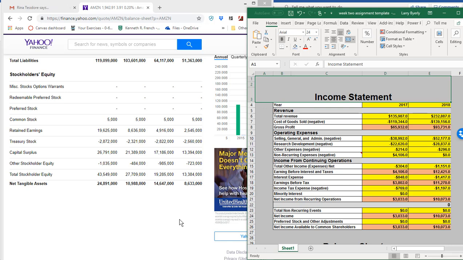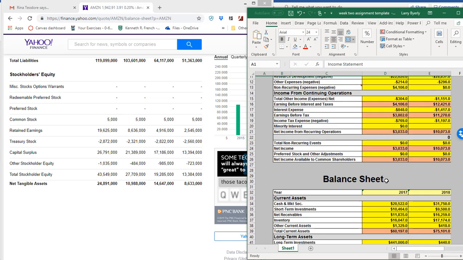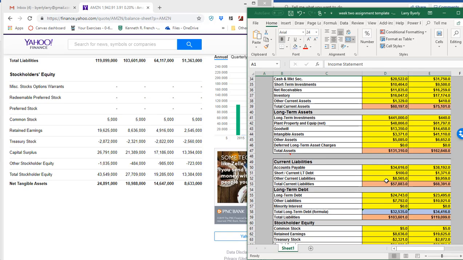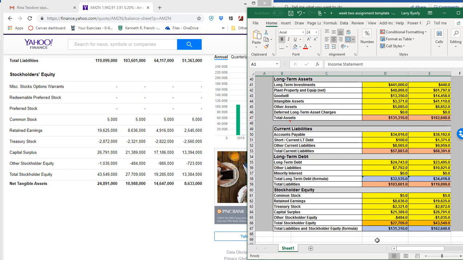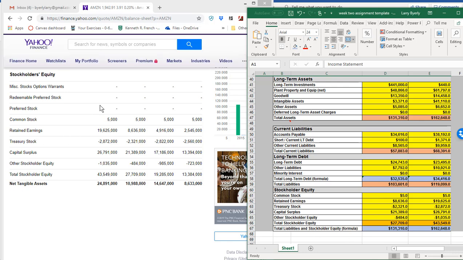What you now see is a completed set of financial statements. Here are the income statements, and down below the balance sheet. Now there's two things that you will need to incorporate in your answer. That is two formulas that aren't on the website, but are, I think, kind of important numbers to have and to analyze. One is total long-term debt. Total long-term debt is just the sum of these three cells.